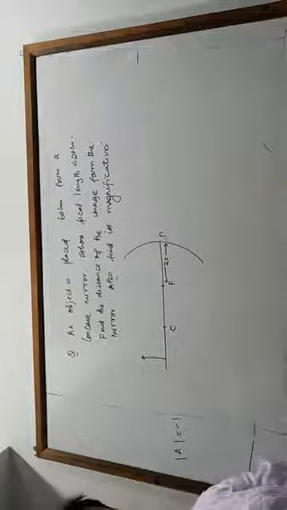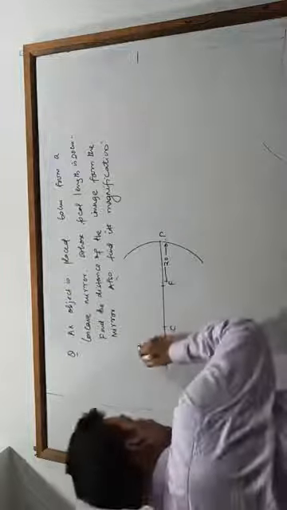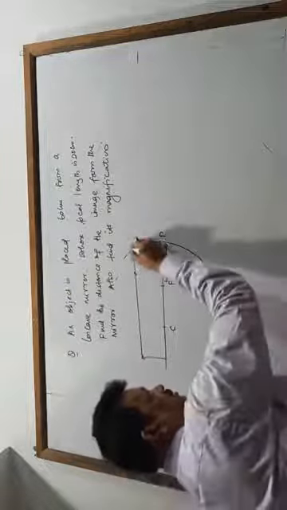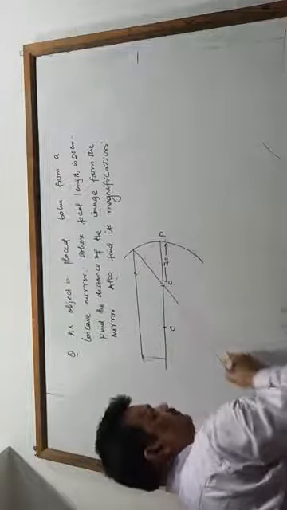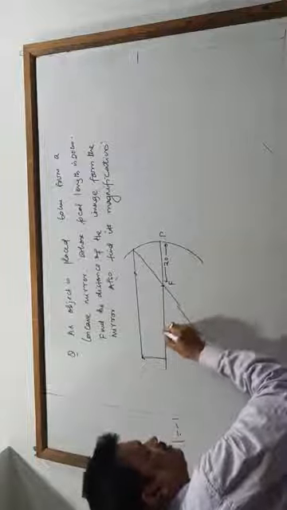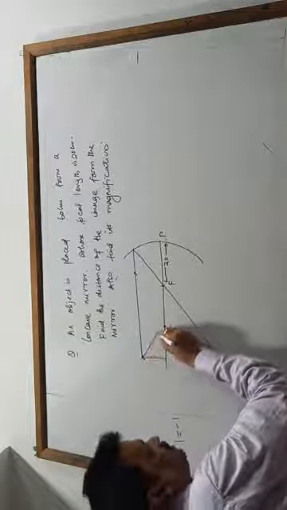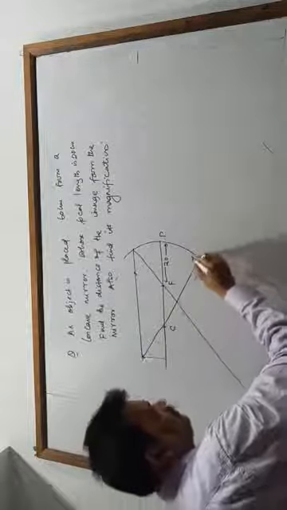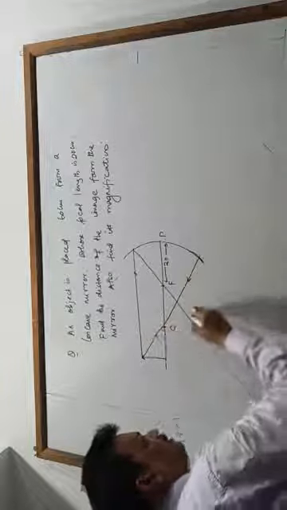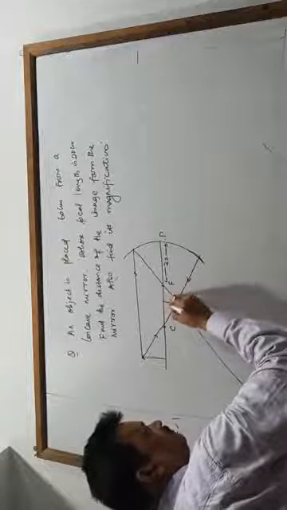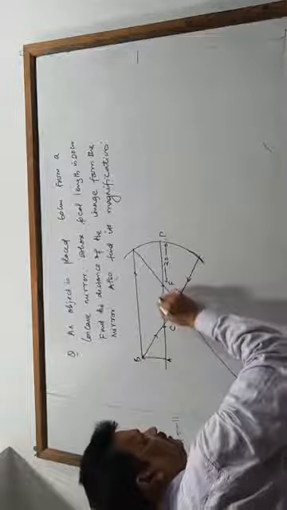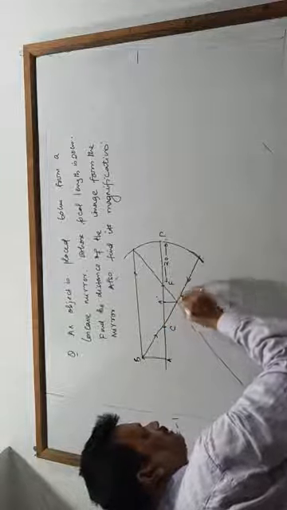Okay, you try to draw the ray diagram. The ray that goes parallel to the principal axis comes through the focus. Any other ray, you can take this way also, goes through the center of curvature and comes back in the same path. So this is our image. If this is AB, this is A dash, B dash.